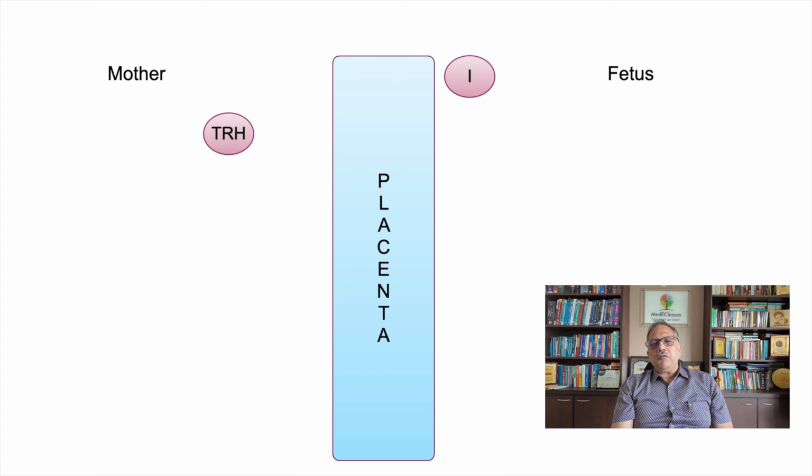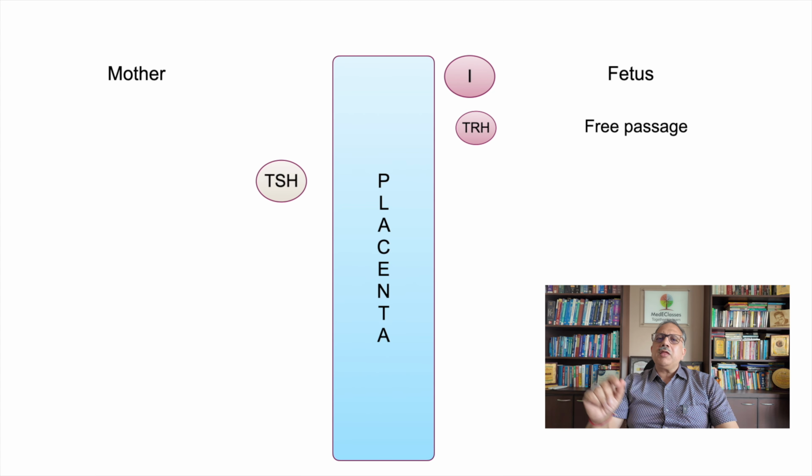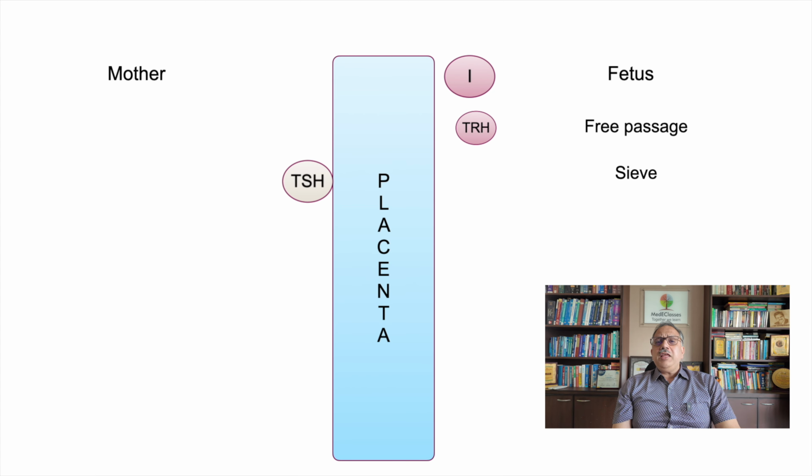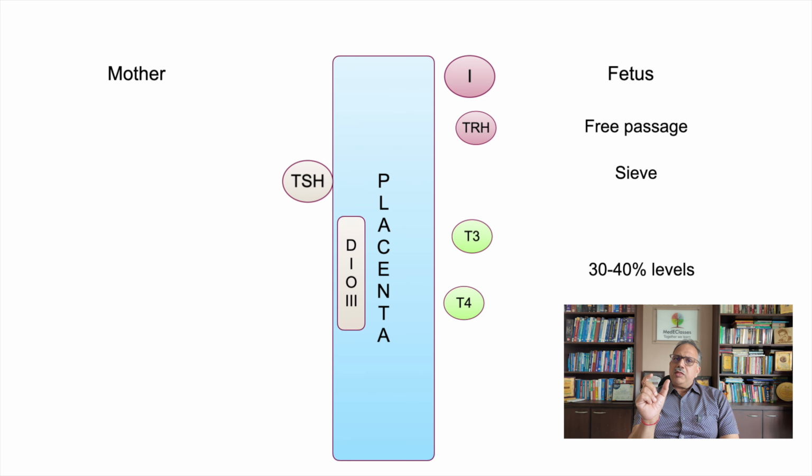TRH, the product of hypothalamus, can cross the placenta very easily, and T4 and T3 pass by around 40%. TSH cannot cross the placenta, and this is good because if that was allowed, mothers who had deficiency of thyroid will have a very high TSH. This will cross the placenta and result in excessive production of thyroid hormone in the babies.